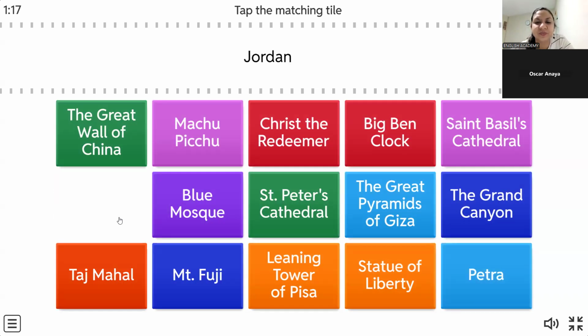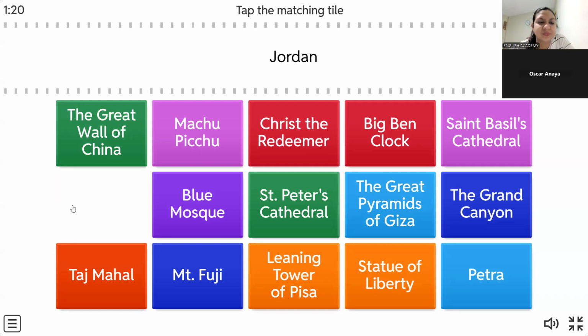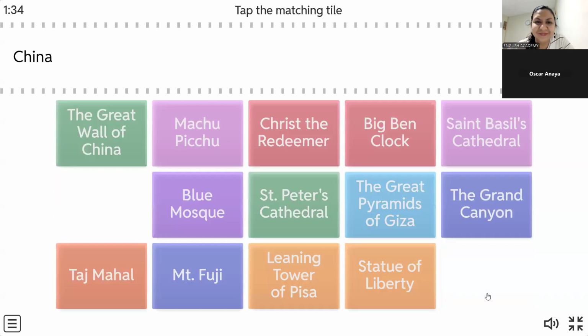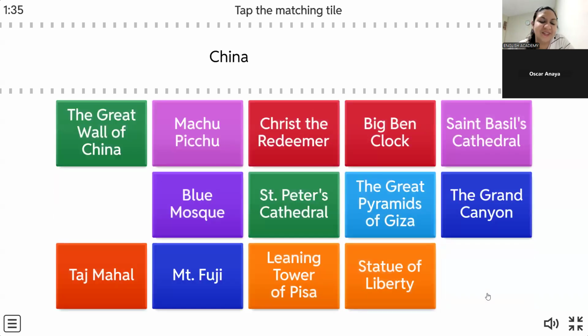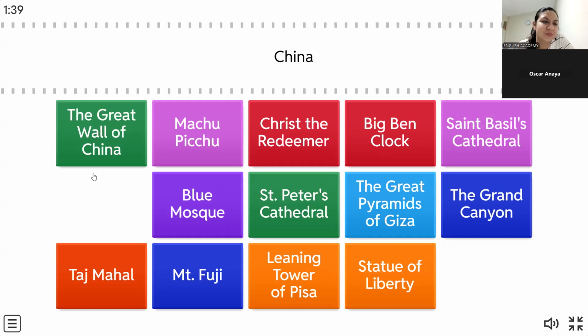Jordan. Let me see. I think this is Petra. Yes, Petra. China. This is easy. The Great Wall of China. Exactly.